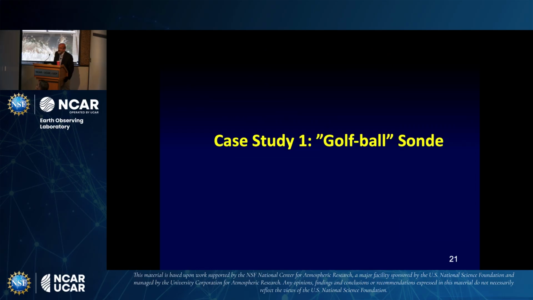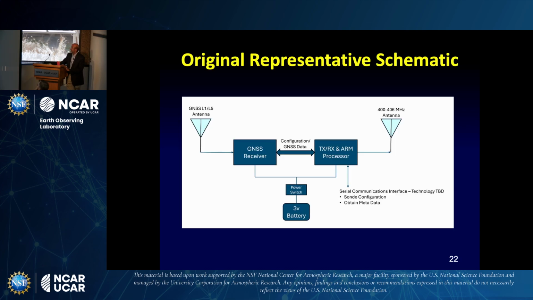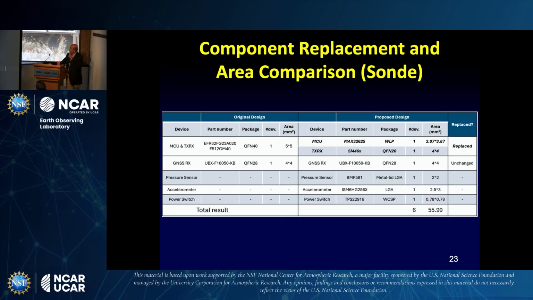So let's see what all happened with this flow in the golf ball sonde, correct? With the golf ball sonde, this was a schematic that I got from Terry to start with. These are the parts that we replaced. On the left of this table, you see the parts in the original design, and on the right are the parts we replaced them with, which are equi-performance parts, right? And we also added more sensors like the pressure sensor, the accelerometer, and the power switch. So this was basically all the parts in our version of the new design.